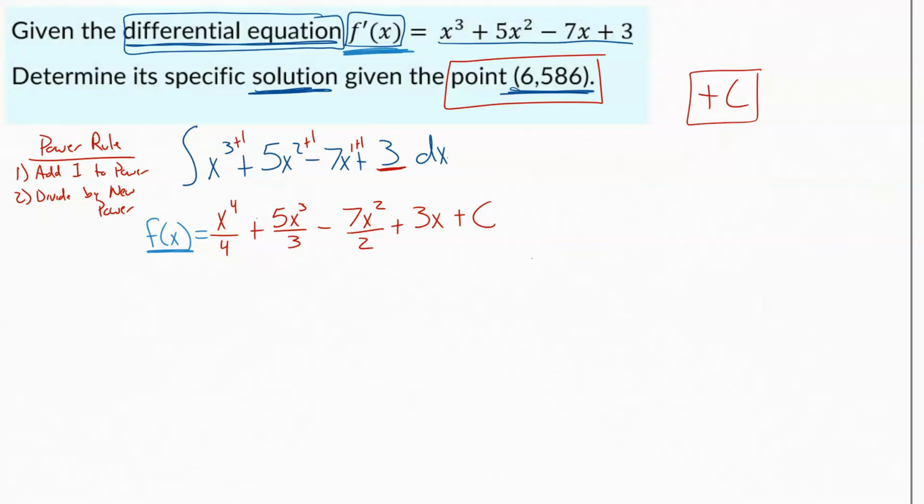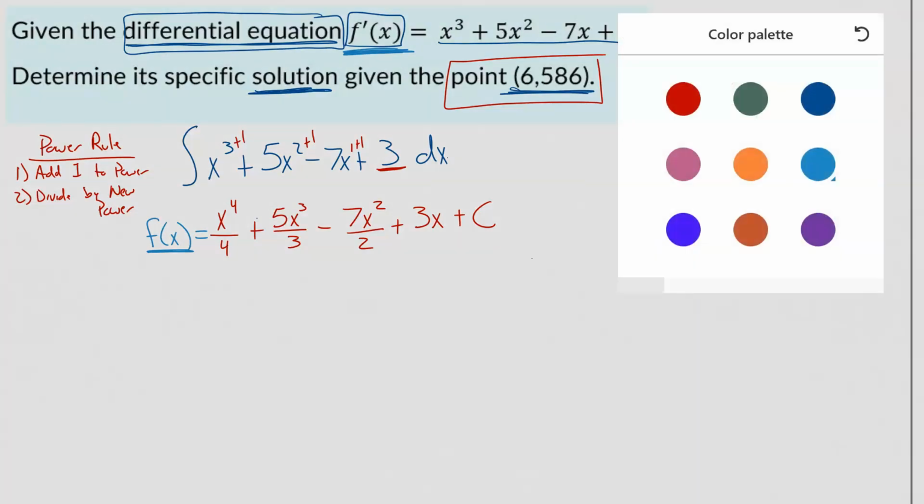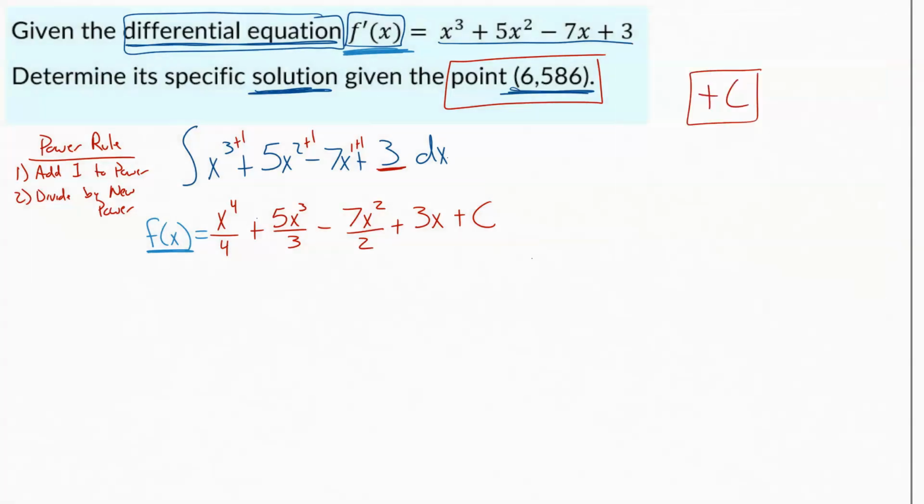And so here, what you're going to do now is use the point that they gave you. So they give us the point 6, 586. And what that's telling us is when we plug 6 in for x into this equation, we need the answer, the y value, to come out to be 586. And so that's what we'll do.